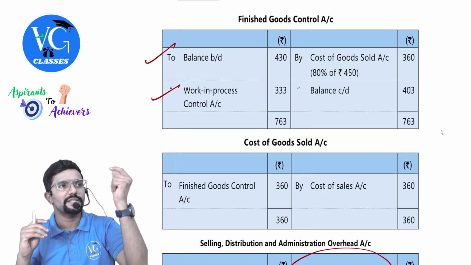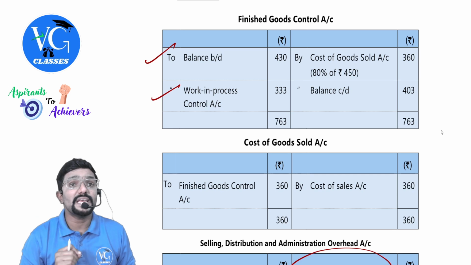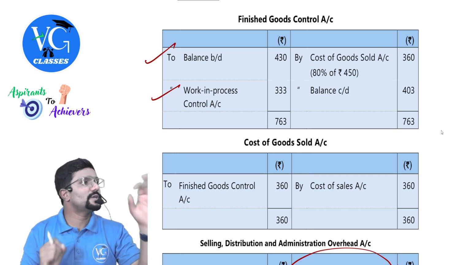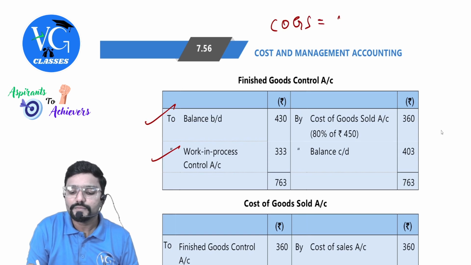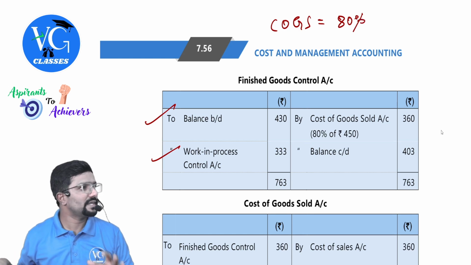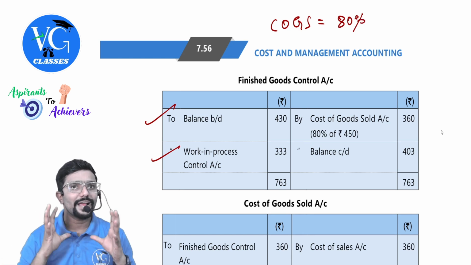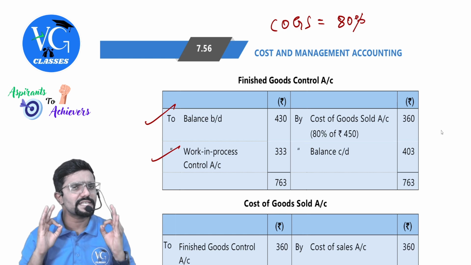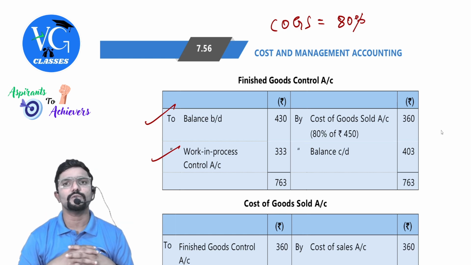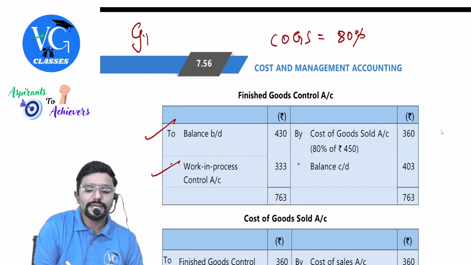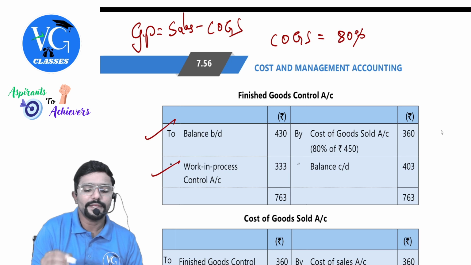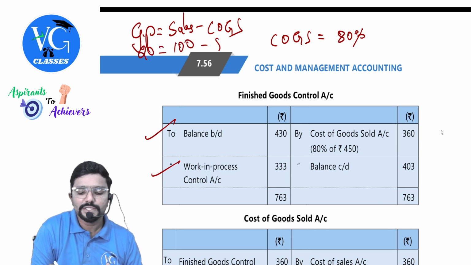Guys, one link is given in the question. What is it? Gross profit on sales is 20%. So can I tell COGS is 80%? Yes, guys, listen here. I stressed on this when I was explaining in the class also. Conceptually, how do you calculate gross profit? Sales minus COGS, correct? So they have told, assume sales is 100, gross profit is 20. How much is COGS now?